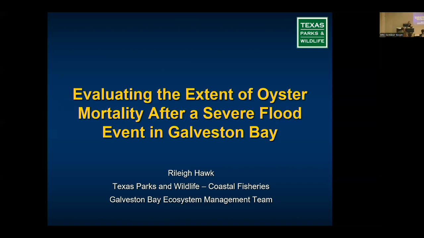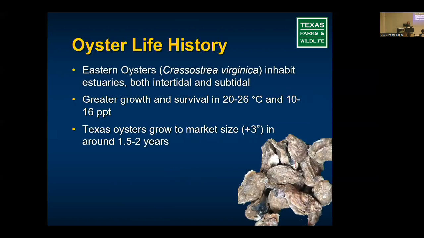All right, everyone, I'll make sure to talk nice and loud so everyone in the back can hear me. So today I'm going to be discussing the extent and severity of an oyster mortality event that happened last spring in Galveston Bay. So to just start with a little bit of background, eastern oysters can be found all along the Gulf Coast in our bays and estuaries, and they form both intertidal and subtidal reefs. However, I'm only going to be talking about our subtidal oyster reefs today.